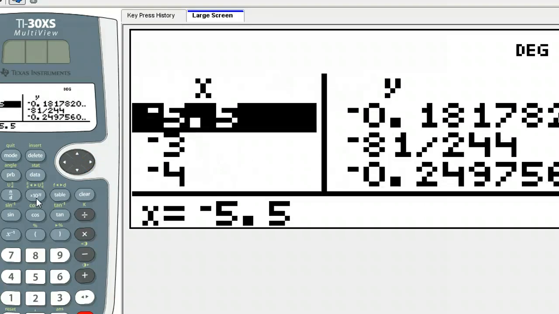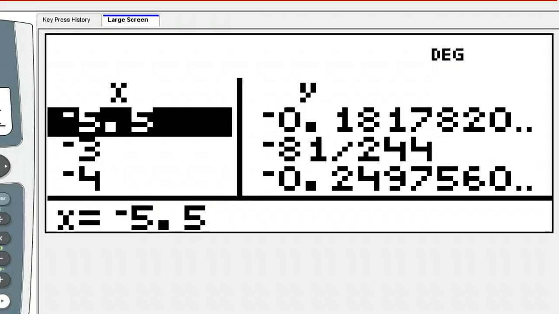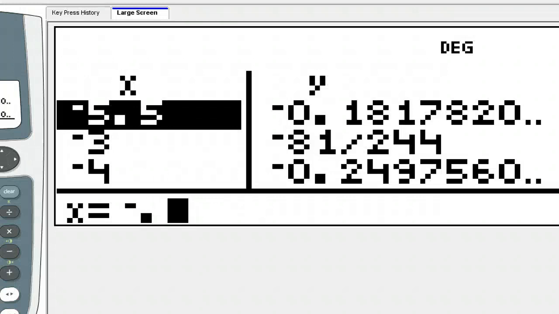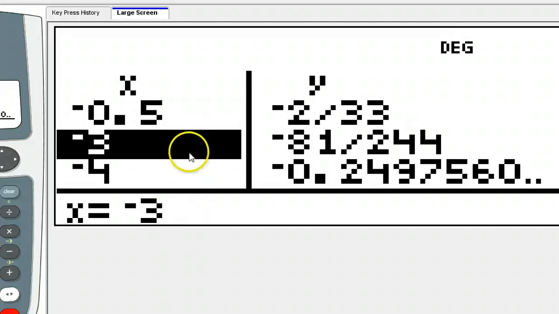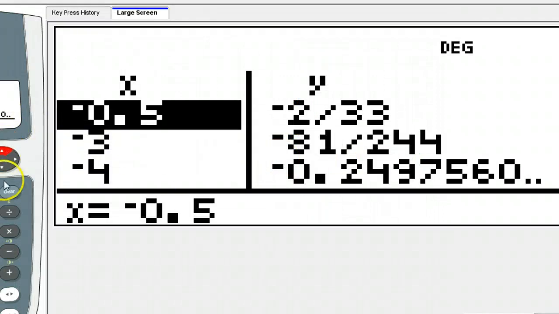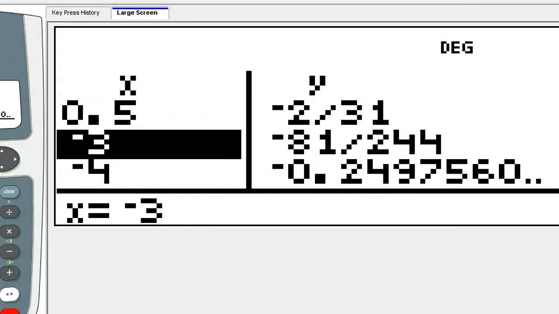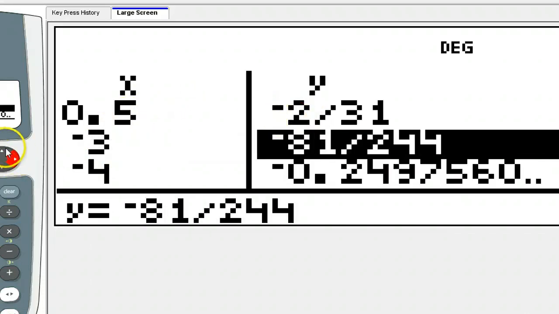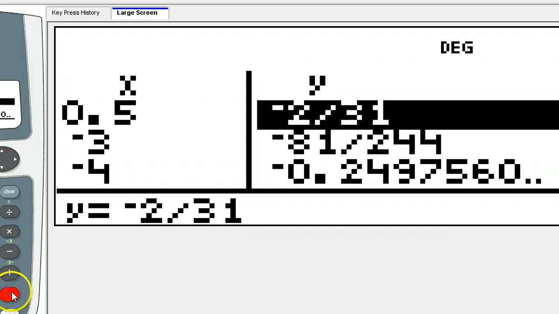Alright, so I can put in just the values I want. So what did I say? I want to know what's going to happen at -0.5. Okay, so at -0.5, is that what I wanted? Oh, actually I want positive 0.5. Okay, at positive 0.5 I have -2/31. That's a really tiny number.